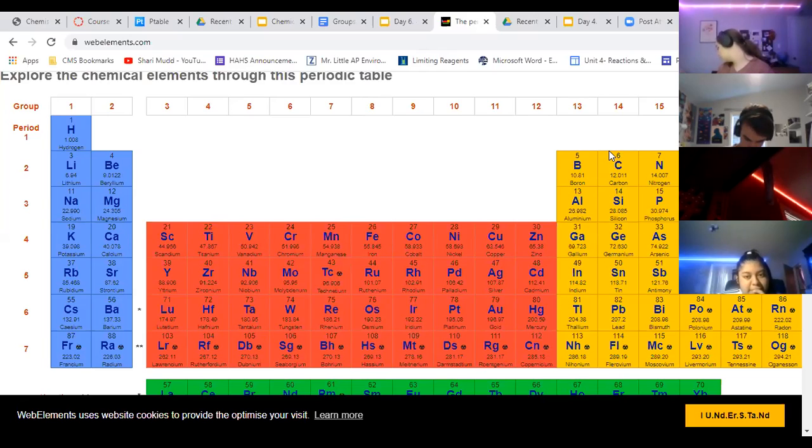Sometimes you'll hear it called either group 4A or group 4. Sometimes you won't even see the A. No one really refers to these down here by their column. If you hear someone talking about a column or a group, they're typically referring to just these and these. So this is group 1, group 2, group 3, 4, 5, 6, 7, and 8.